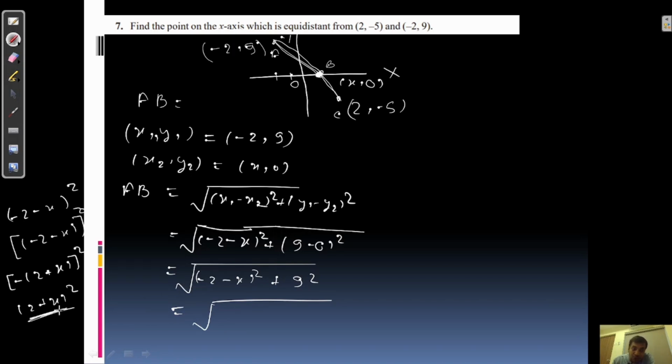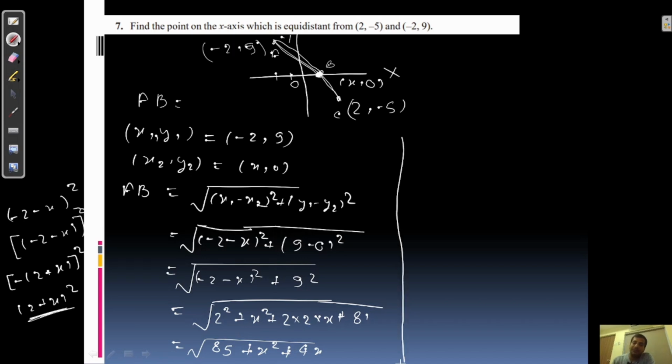Just look here. A is 2, b is x. Ignore the minus. A square plus b square plus 2ab. Can you apply the identity directly? Last year we have learned 9 square is 81. Now let us solve it. I am solving a little bit directly. 81 plus 2 square is 4. It will be 85 plus x square plus 4x. Please don't mind my handwriting today. Once I become habitual, it will be good.